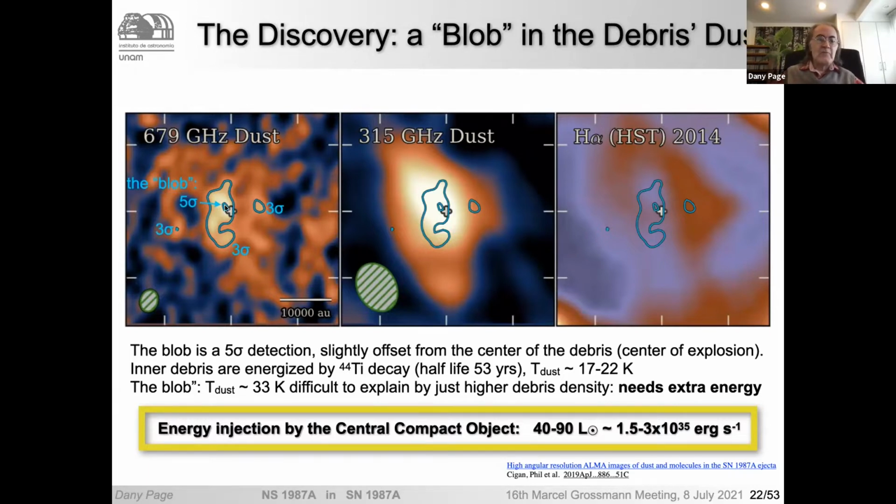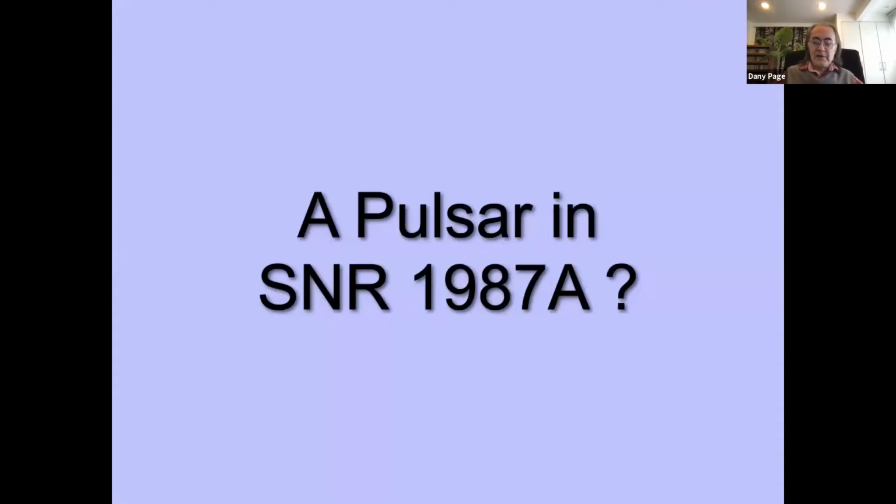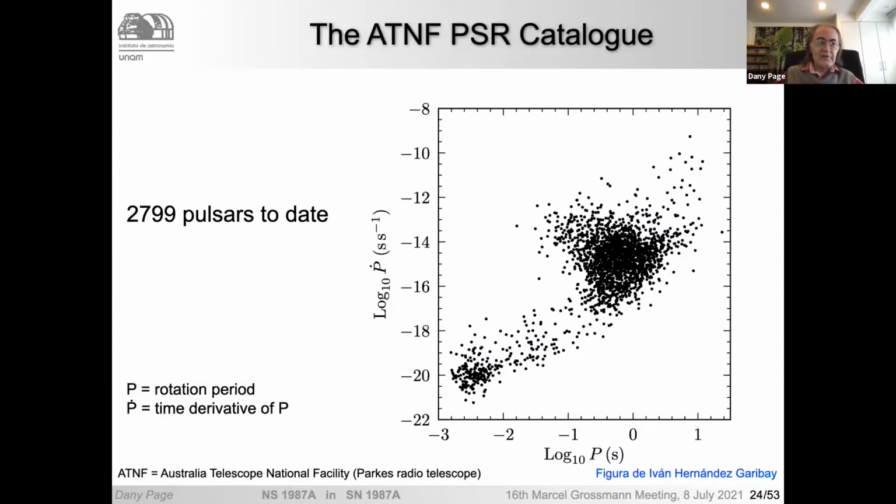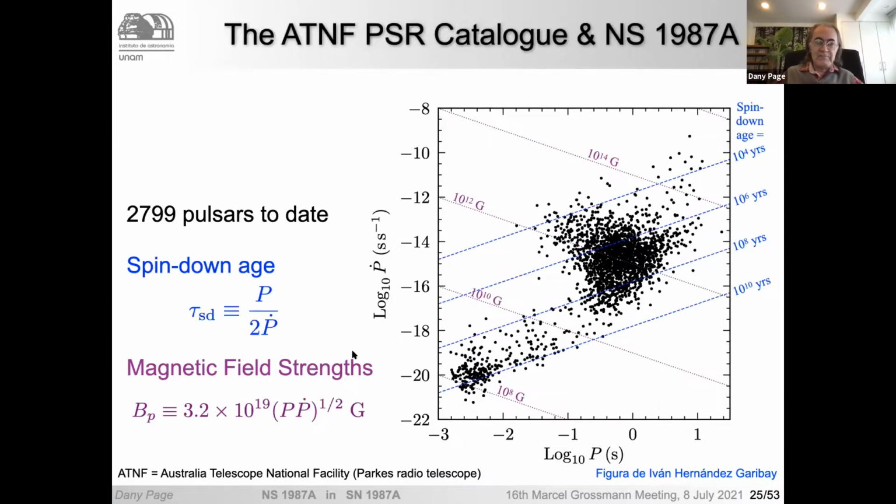Now, where does the energy come from? It could be a pulsar. So let's look at the pulsar catalog. These are almost 2,800 pulsars from the ATNF catalog. You know the trick: from P and P dot, we can get the magnetic field of this object and the age. But the magnetic field involves some amount of theory, and the age is just an estimate, P over 2 P dot.